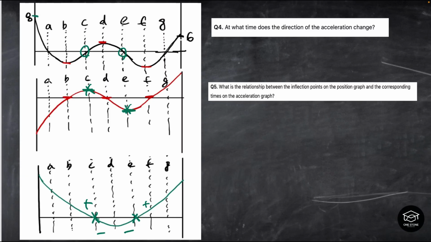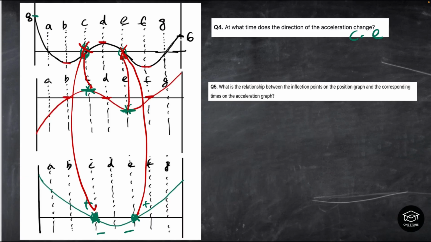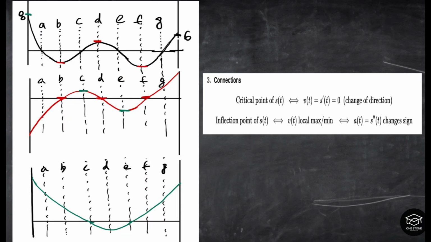Question 5. What is the relationship between the inflection points on the position graph and the corresponding times on the acceleration graph? An inflection point on the position graph means the concavity changes. Mathematically, this occurs when acceleration is 0 and changes sign. So the inflection points of the position graph line up exactly with the zeros of the acceleration graph. At those same times, the motion shifts between speeding up and slowing down.